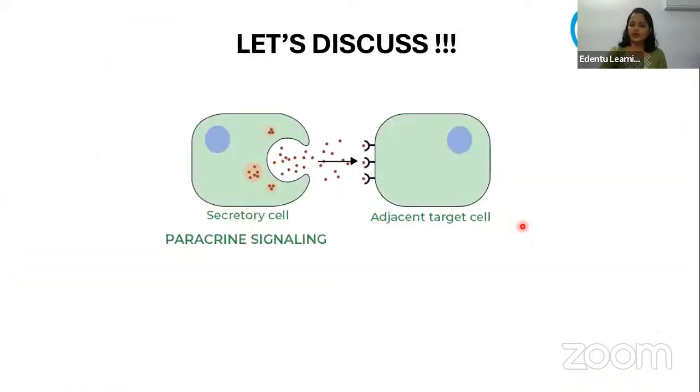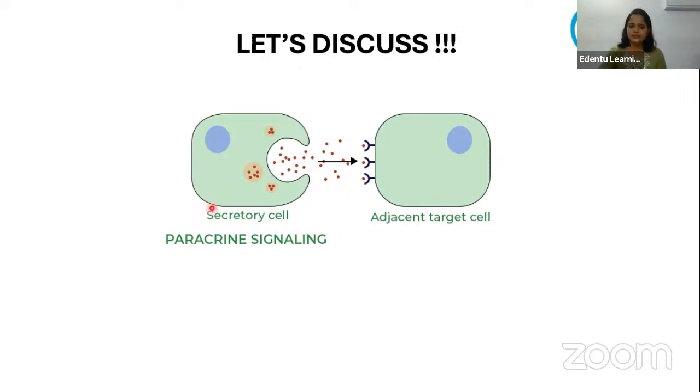Now, in the question, there was one more option called paracrine signaling. So let's see what this paracrine signaling is. Paracrine signaling is a localized form of signaling, like between two cells. If they want to communicate something, then they use this paracrine signaling.